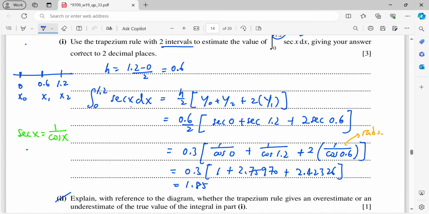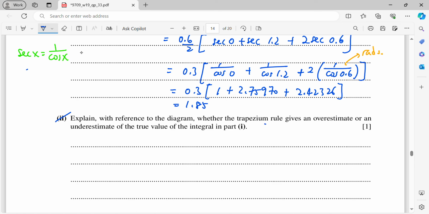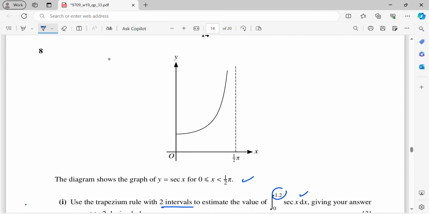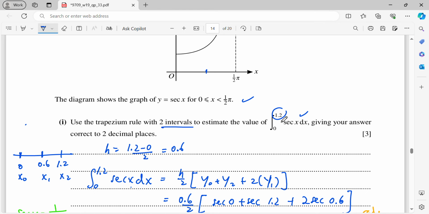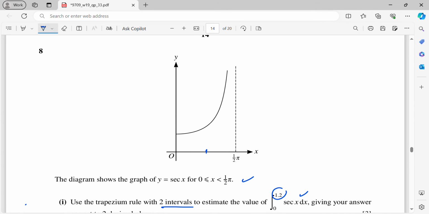Now part 2, explain with reference to the diagram whether trapezium rule gives an overestimate or an underestimate for the true value in the integral. Okay, basically from here, if you just draw two intervals, that means it will be roughly here, right? And you need to integrate from 0 to 1.2. So half pi is basically 1.57. So probably 1.2 is here. So when you take two intervals, that means this is 0.6.